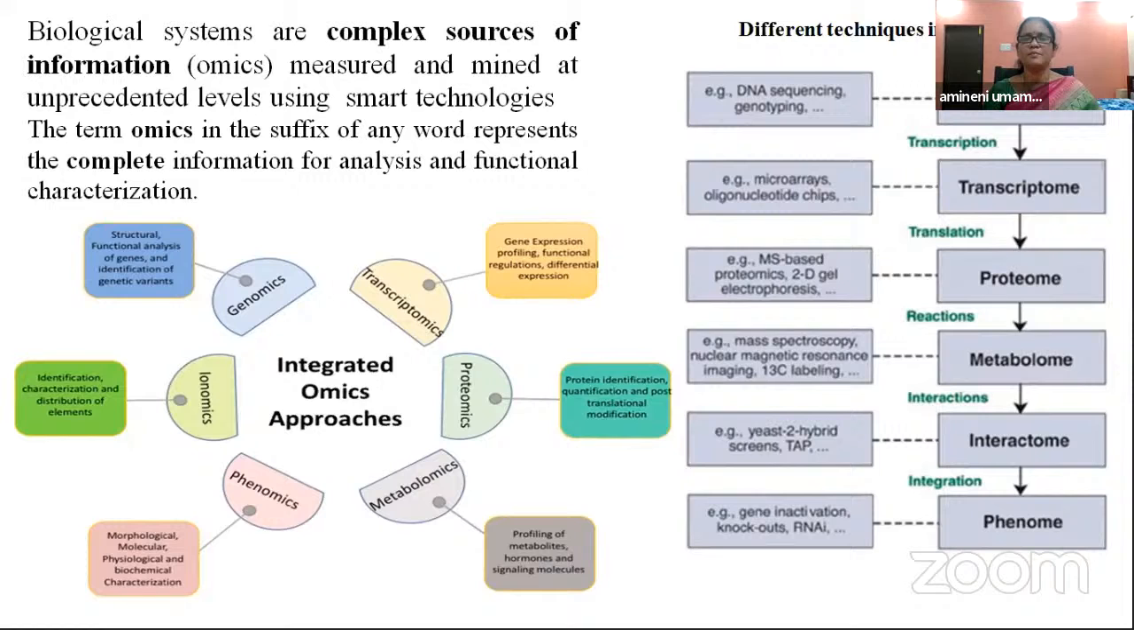The best example is the butterfly. In the butterfly, there are 4 stages: egg, larva, pupa, and adult. In all the cases, the genome is the same. The only difference is the transcriptome, proteome, metabolome, and interactome, which cause the change in the phenome, meaning the physiological characteristics change.